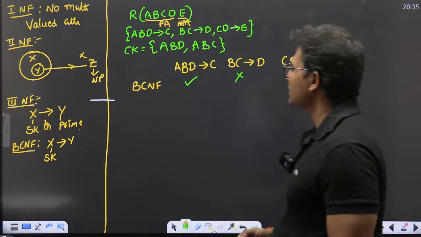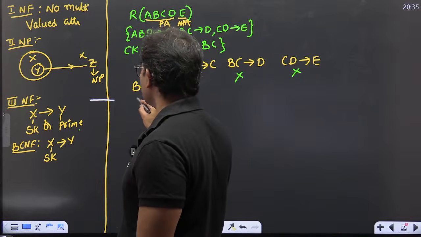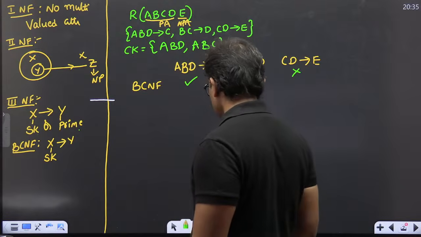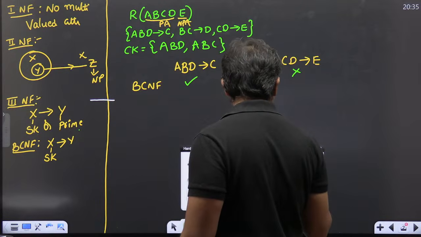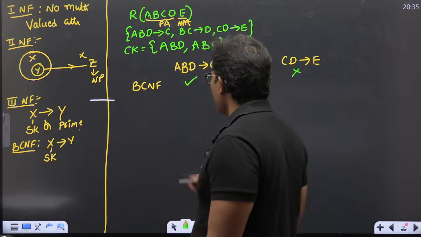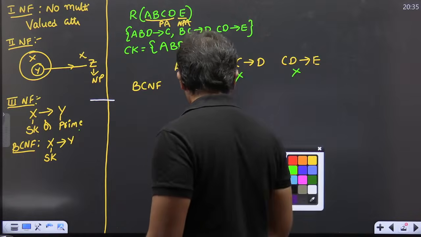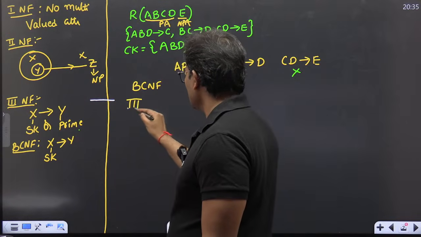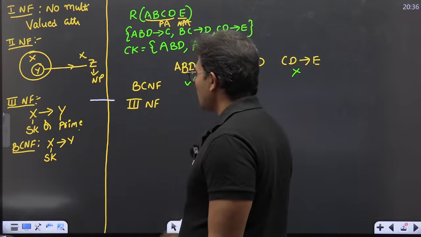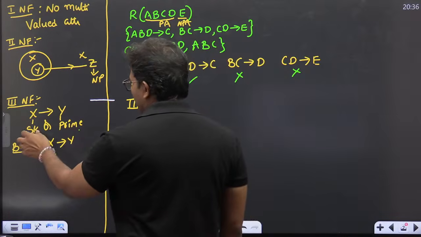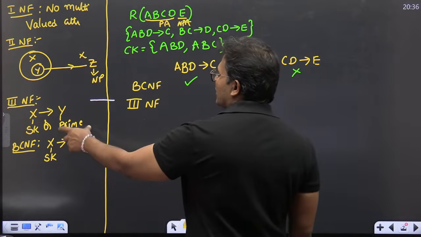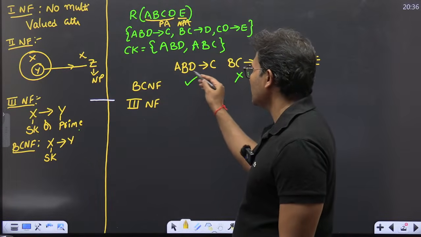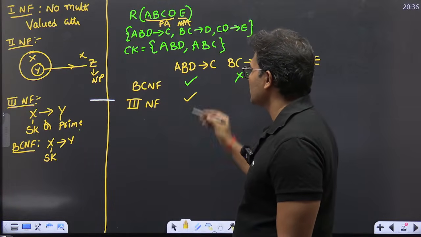So next thing is we need to check whether it is in third normal form. Now what is the condition in third normal form? Left hand side has to be super key or right hand side has to be prime. There is no problem with this. Left hand side is super key, right?